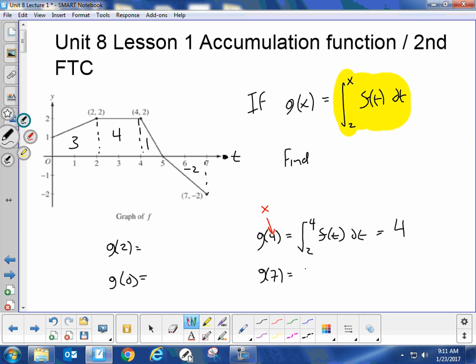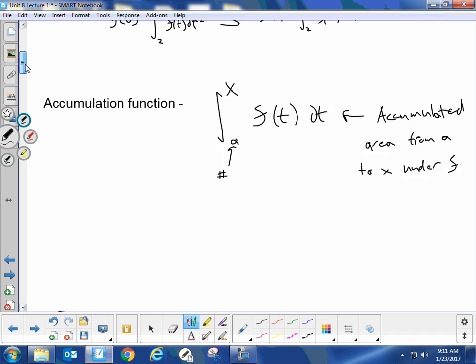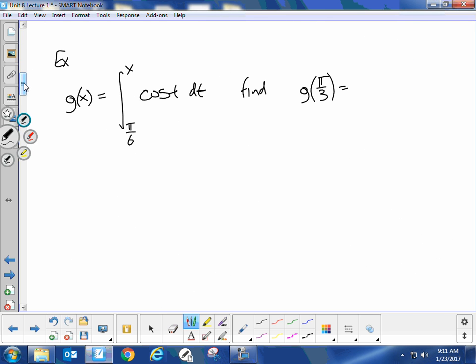G of 7, integral from 2 to 7 would just be 3. G of 2, we know it's the integral from 2 to 2. We know that's just 0. G of 0, this is the one tricky one. It's important that we're understanding that things are from right to left. When they're from right to left, they're the opposite of left to right. So this would be negative 3. Okay? Piece of cake.